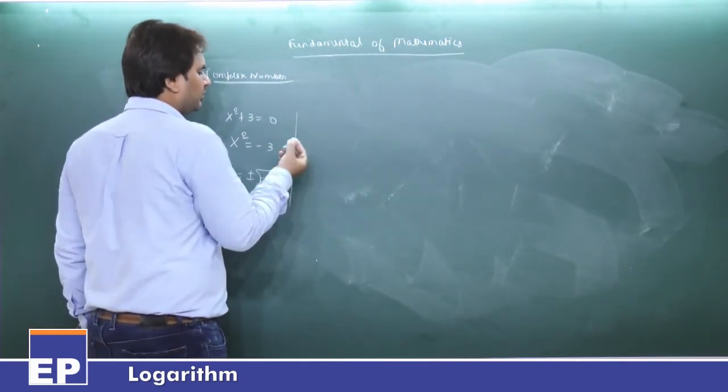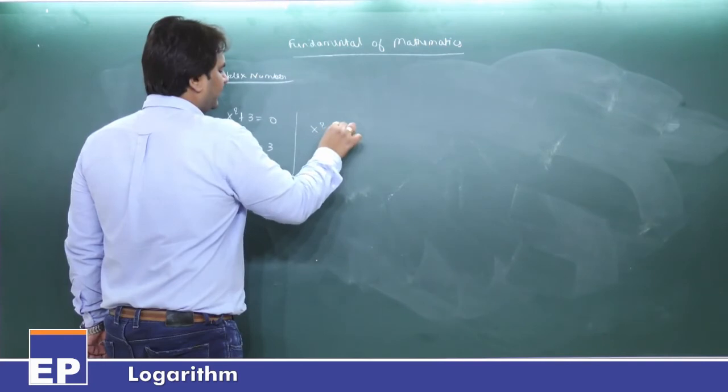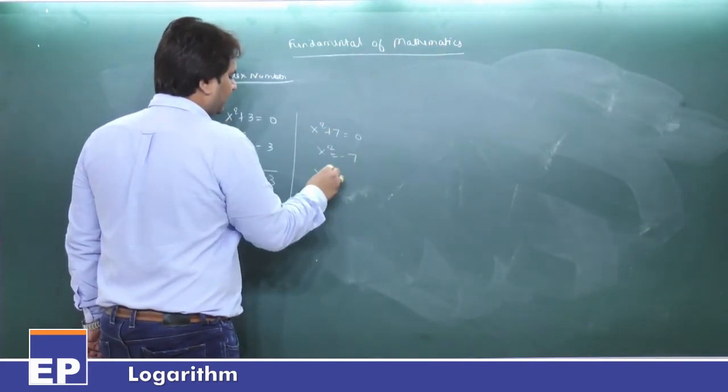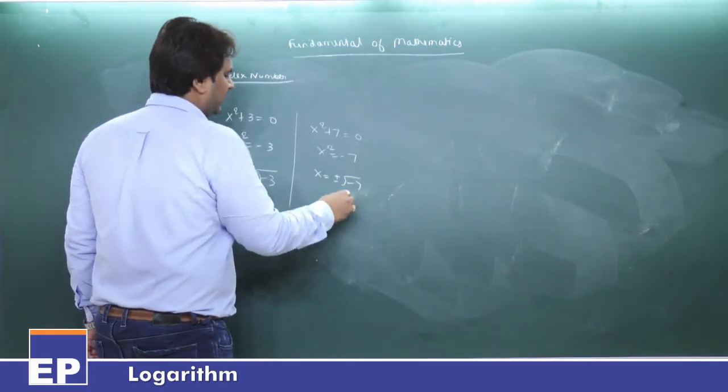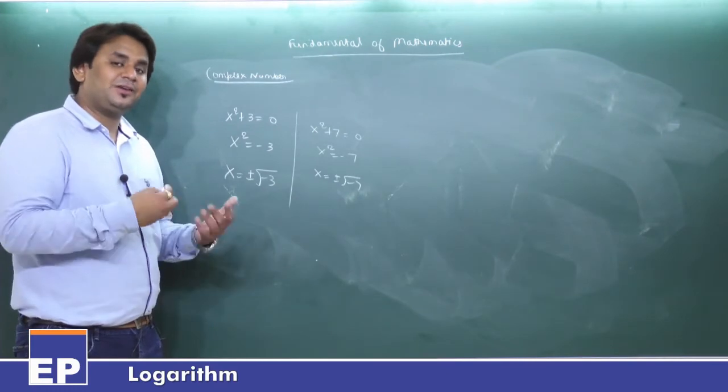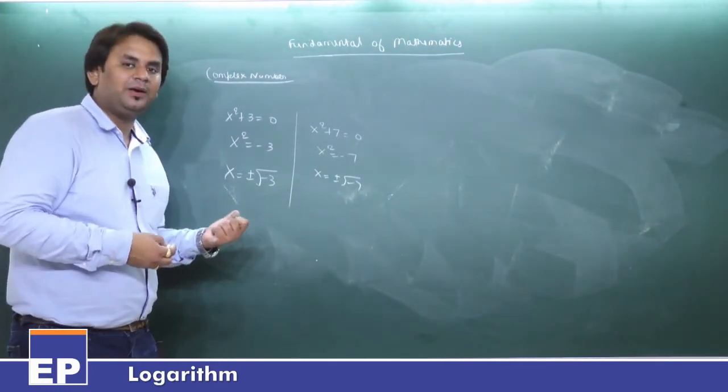Let's take more examples. x square plus 7 is equal to 0, so x square is equal to minus 7, which means x is equal to plus minus under root of minus 7. This is not the case of real numbers. These are imaginary, and the system which we are studying is the imaginary number system.